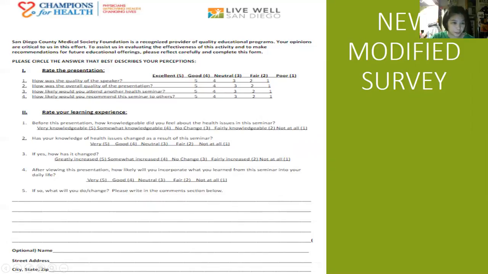assessment begins. So this first question, I was just trying to establish a baseline, but again, ideally we would have a pre-assessment at the beginning of the presentation, followed by this survey, gauging how much has changed after the presentation. So I'll just read the first question. Before this presentation, how knowledgeable did you feel about the health issues in this seminar? Very knowledgeable, somewhat knowledgeable, no change, fairly, or not at all.